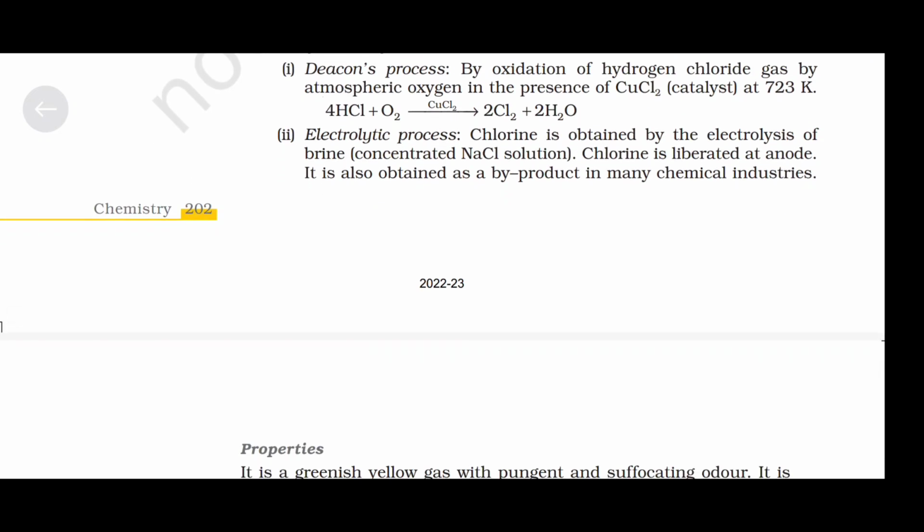Electrolytic process. Chlorine is obtained by electrolysis of brine, concentrated NaCl solution. Chlorine is liberated at the anode. It is also obtained as a byproduct in many chemical industries.